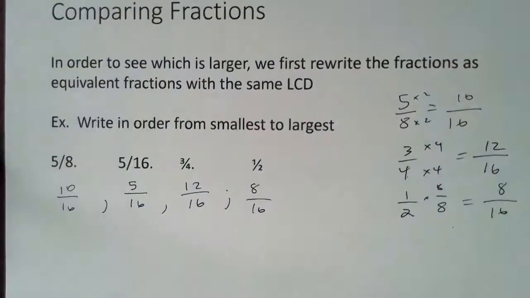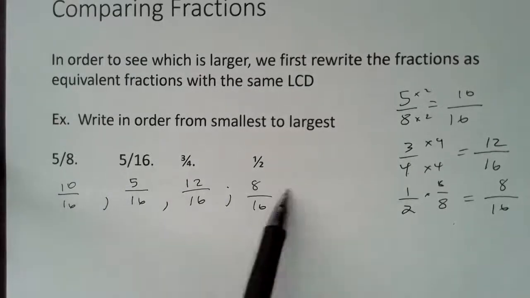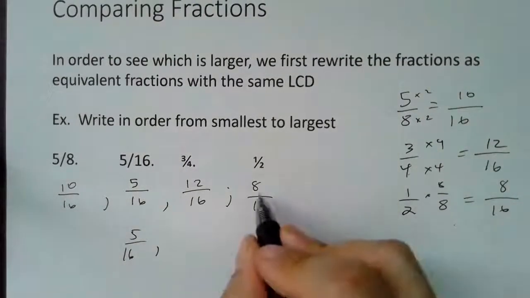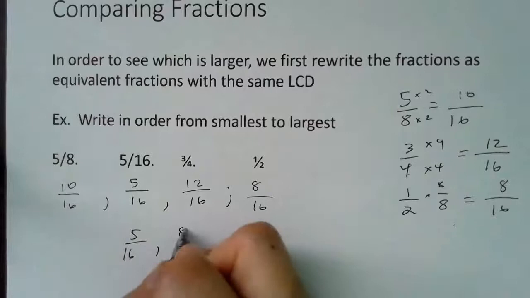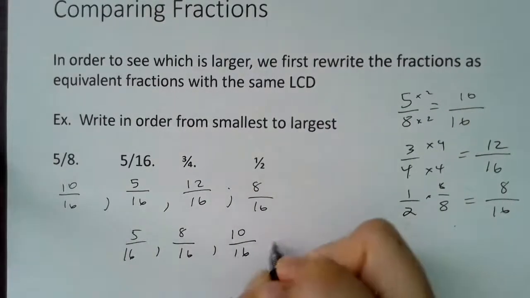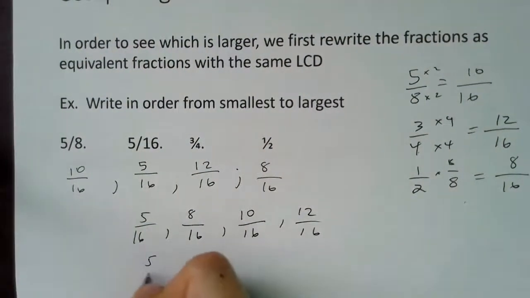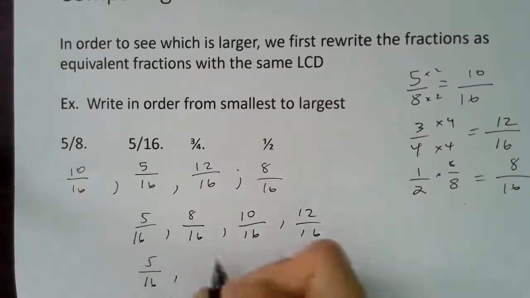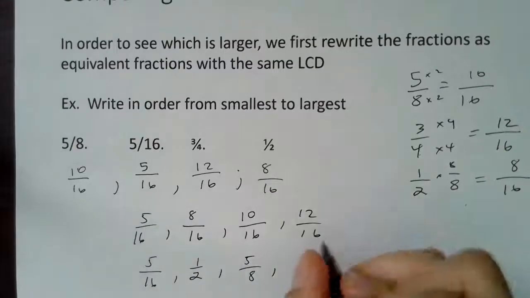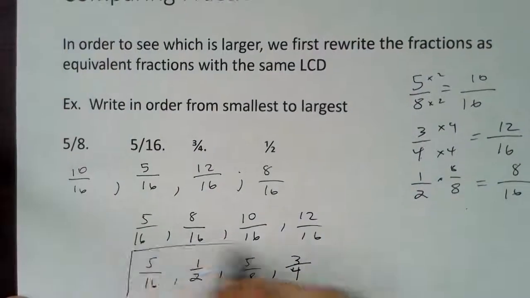So now we need to write it in order from smallest to largest. So now it's easy because they're all the same denominator. It's 5, 8, 10, 12, right? So it would be 5 16ths, right? And then it would be 8 16ths, and 10 over 16ths, and then 12 over 16ths. And then if you wanted to write it in lowest terms, we would just go back to what we started. So it would be 5 16ths, 1/2, 5 eighths, and then 3/4. And that's it. Okay?